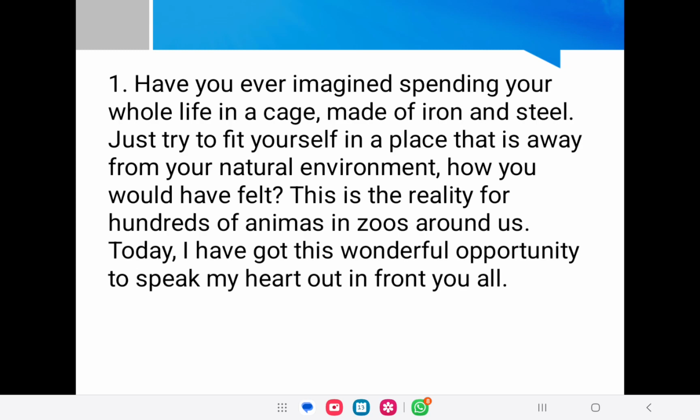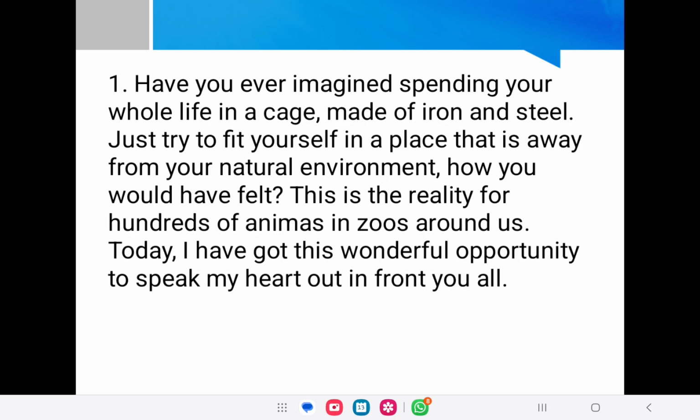Like, see, I have given it an introduction, and I have started it with a rhetorical question. Have you ever imagined spending your whole life in a cage made of iron and steel? Just try to fit yourself in a place that is away from your natural environment. How you would have felt. This is the reality for hundreds of animals in zoos around us. Today I've got this wonderful opportunity to speak my heart out in front of you all.